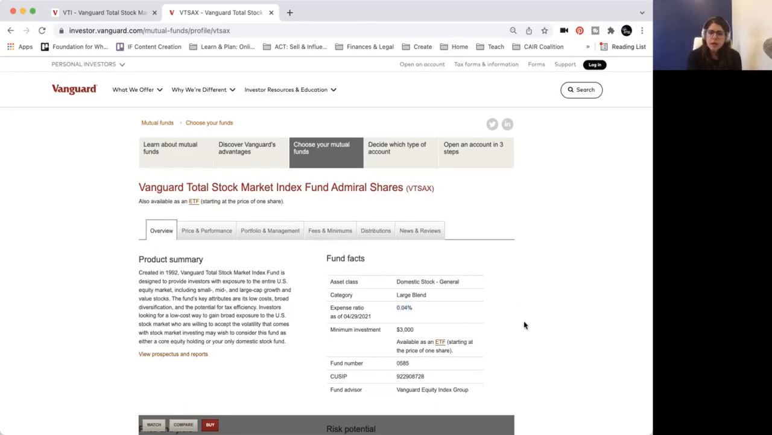I will note that the difference between these two funds, and you'll see this a lot on Vanguard with ETF versus index funds, is there is a minimum investment for the index fund version of $3,000. What that means is that in order to get started investing in VTSAX, the first time you purchase it, you have to put in at least $3,000 to get it open. And then once it's open, you can put in as little or as much as you want.